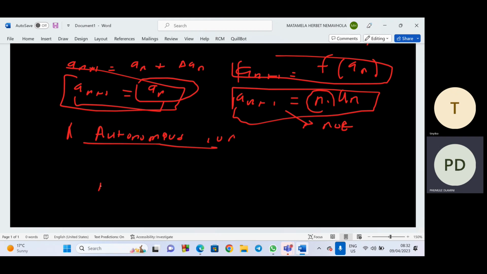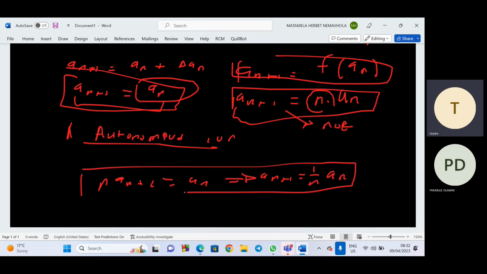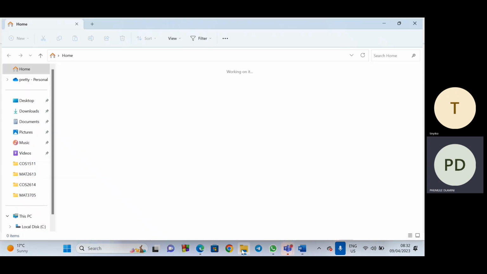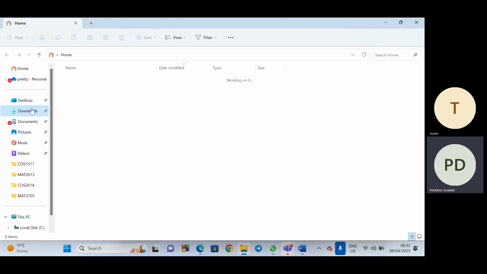Sometimes a lecturer writes AN plus 1 equals n times AN. This equation is not autonomous, because if you divide by n and simplify, it is still the same as AN plus 1 equals 1 over n times AN. This is not an autonomous equation. So the question will ask you to check whether it is autonomous or not, then check the difference.